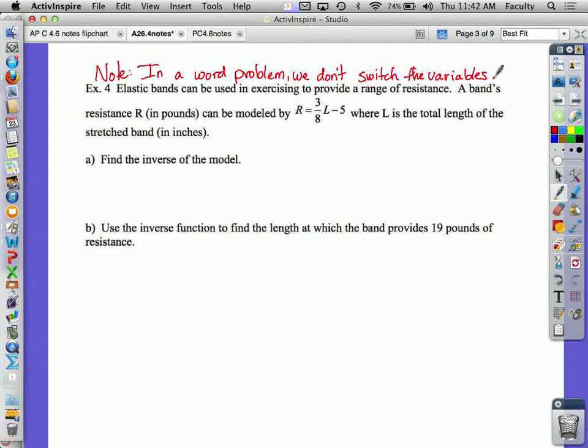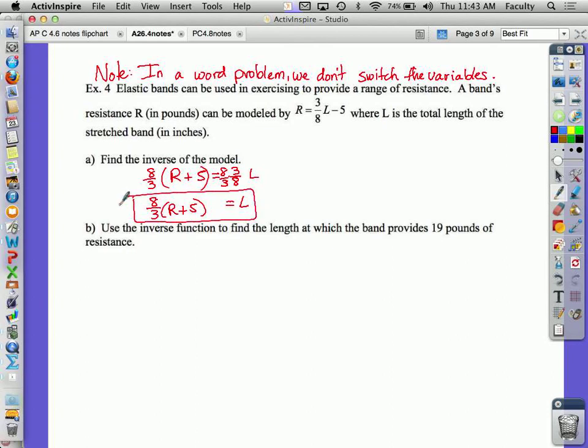A band's resistance, R, in pounds can be modeled by R equals 3/8 L minus 5, where L is the total length of the stretched band in inches. So it doesn't make sense to say I'm going to switch the length with the number of pounds, okay? But what we will do is we're just going to solve this for the other variable. So I start by adding 5 to both sides. And then I'm going to multiply by the reciprocal to get the L alone. So L is equal to 8/3 times R plus 5.